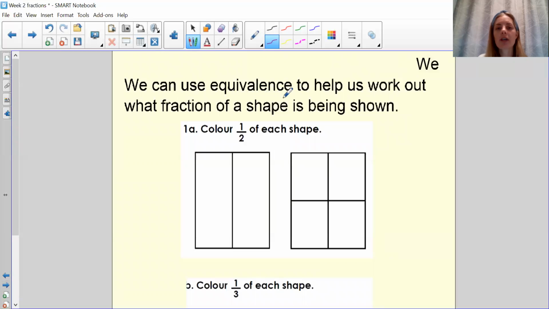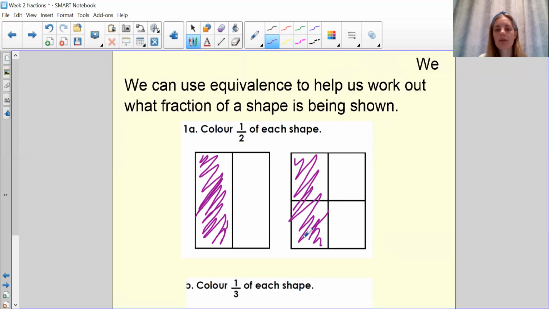So as I said, we can use our equivalence knowledge to help us to work out a fraction of a shape which is being shown. So for example, let's do this one together. If you had to color in a half of the shape, you would tell me very quickly that that is half. And if you had to color in half this shape, you would tell me that that's a half, okay? Without even realizing it, you have colored in the correct amount of space.